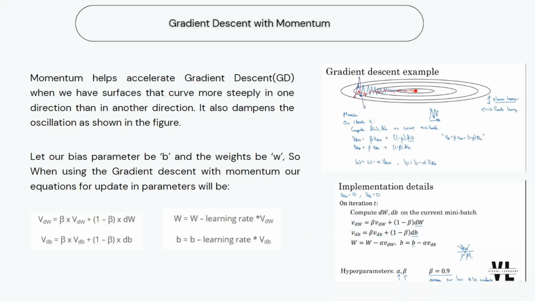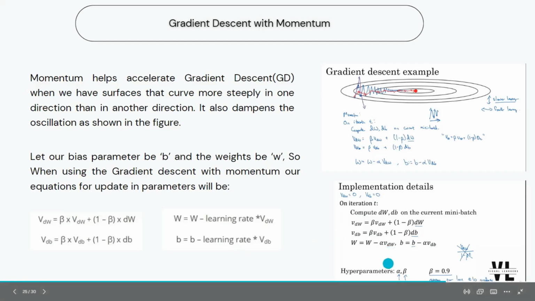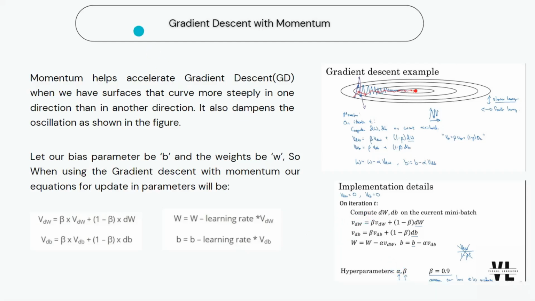Notice that so far we're using two hyperparameters, alpha and beta. Alpha is the learning rate, and beta is the one that is used for the momentum. When using PyTorch, if you want to implement gradient descent with momentum, you have to provide the beta parameter, which is the momentum term passed as an argument to the PyTorch function.